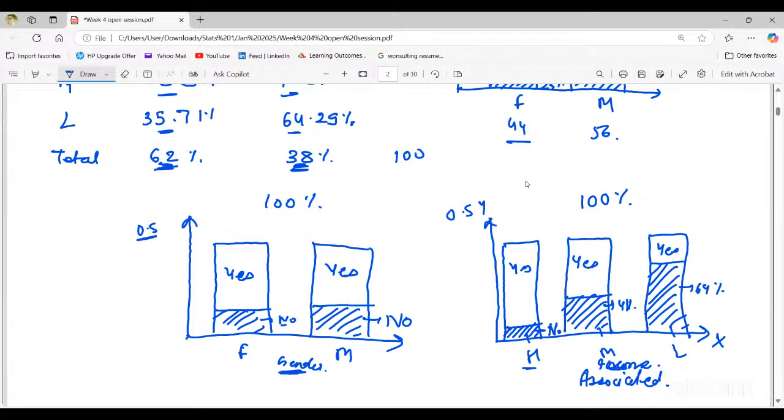Now everybody got it? Yes, ma'am. Is it fine till here? Yes, ma'am. Okay, so can we proceed now? So this was all about the categorical. If we're having two categorical variables, then what are the things that we can do? What are the steps? Anyone?